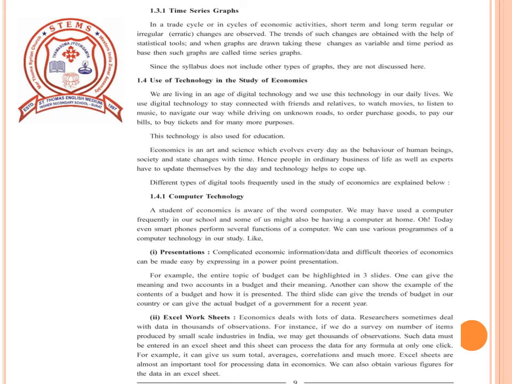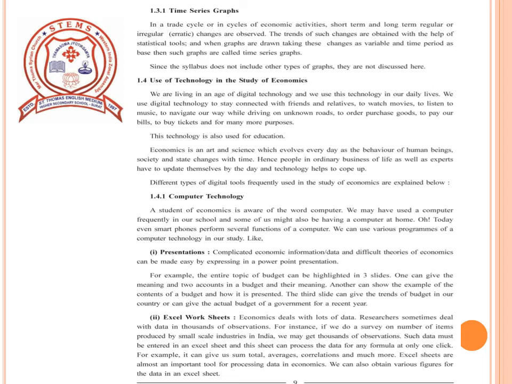For example, the entire topic of budget can be highlighted in 3 slides. One can give the meaning and 2 accounts in a budget and their meaning. Another can show the example of the contents of a budget and how it is presented. So if you want to study the topic of budget, it can be highlighted in 3 slides. The first gives the meaning and an example of 2 accounts of the budget along with their meaning.